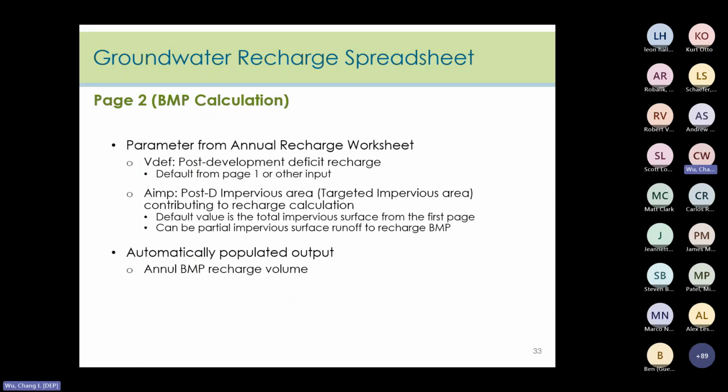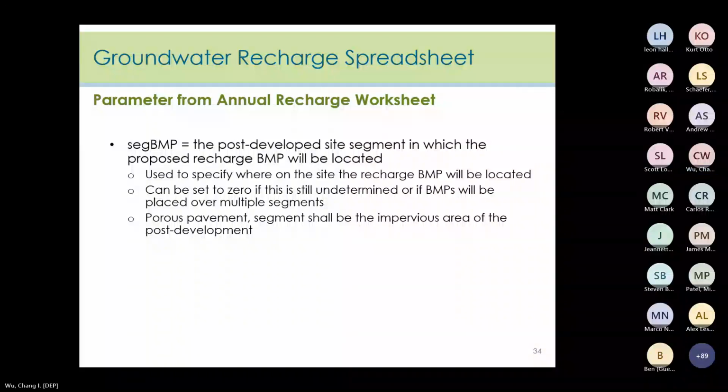And here are some other parameters. The segment BMP means where the BMP is going to be situated in the post-development condition. If you put the segment BMP as 0, then the spreadsheet will use all the soil on the site to get an average for the root zone. And if you put a porous pavement system, the segment should be the impervious area of the post-development.